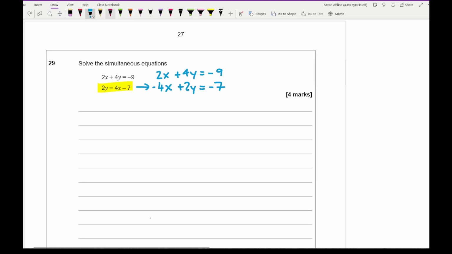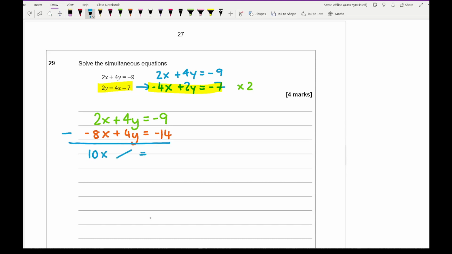So then it's just a case of making a decision which letter you want to make the same. Now I'm personally going to go for making y's the same, so let's start by multiplying the second equation by 2. So if I do that, I end up with 2x plus 4y equals minus 9. And if I multiply this second equation by 2, I end up with minus 8x plus 4y equals minus 14. Now with this, because my y's are the same quantity and they're both the same sign, I take away the two equations. So 2x minus minus 8x is 10x.